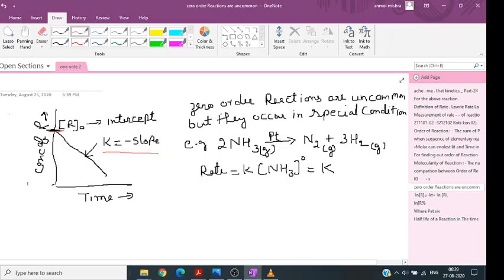Now zero order reactions are uncommon, but they occur in special conditions. For example, when ammonia decomposes in the presence of platinum catalyst, it forms N2 plus 3H2, and rate is equal to k NH3 to the power 0. So this has become 0. Many more examples are there, but they are uncommon.